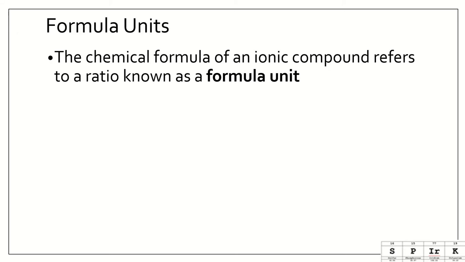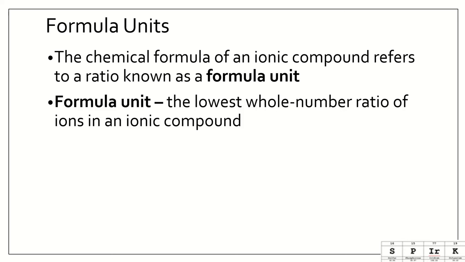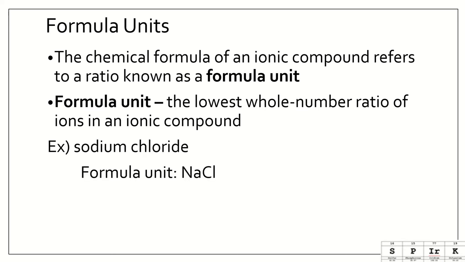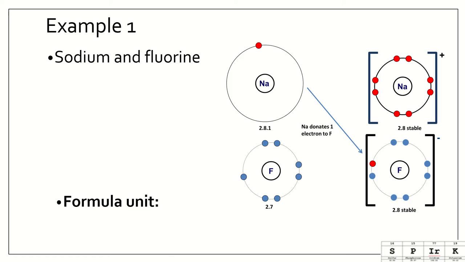So the chemical formula of an ionic compound refers to a ratio known as a formula unit. A formula unit is the lowest whole number ratio of ions in an ionic compound. So for example, sodium chloride, the formula unit is NaCl, and this is a 1-to-1 ratio. 1 sodium for every 1 chlorine.